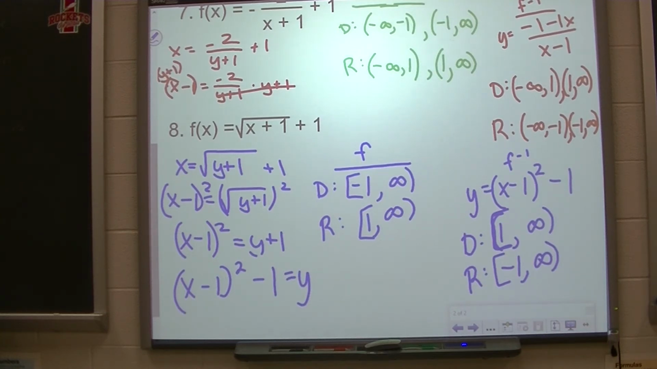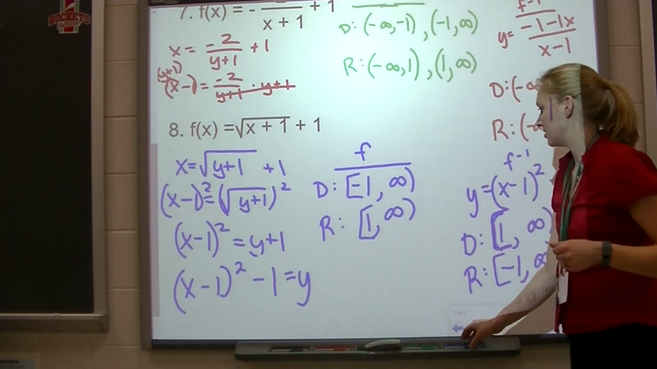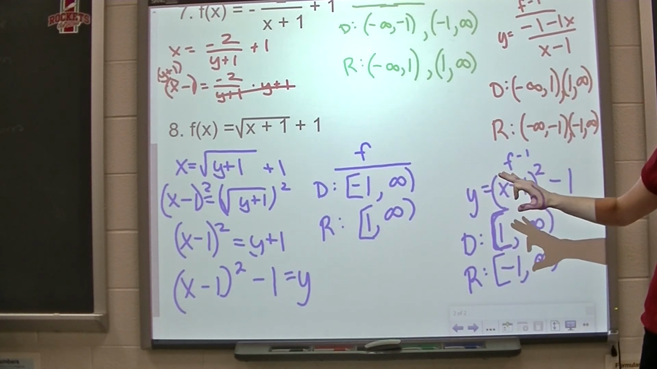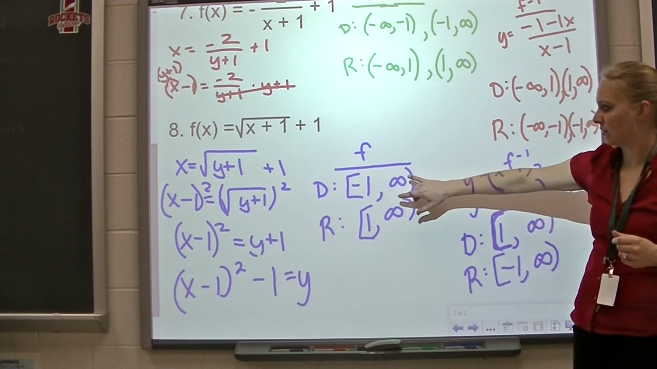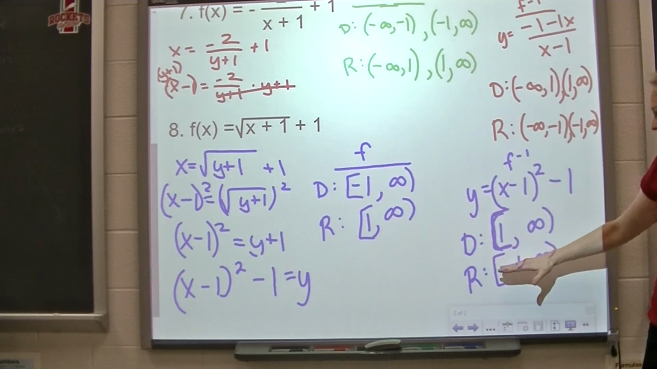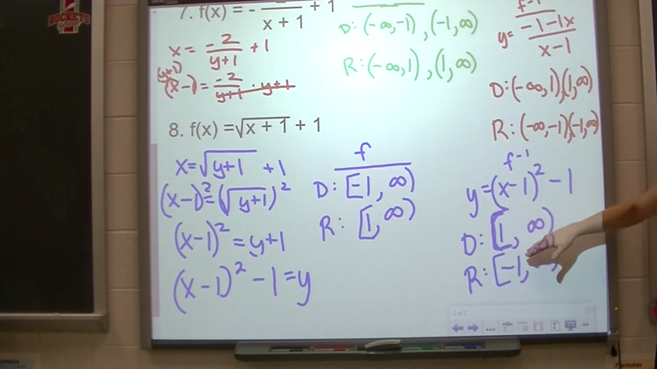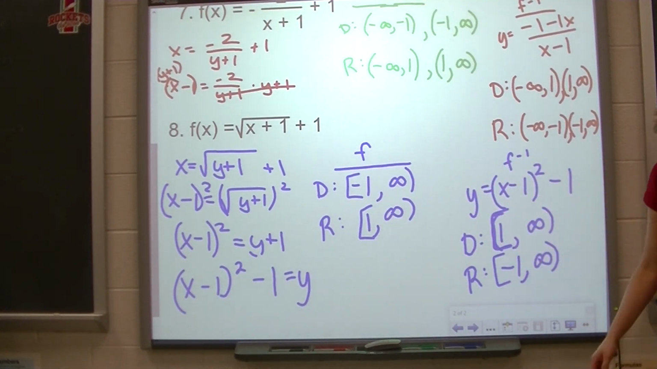If you have questions, please make sure you bring them in and we can discuss that tomorrow. And like I said, you're getting your domain and range because the domain of f is the range of your inverse, and the range of f is the domain of your inverse. That's how you come up with that. That's the trick.